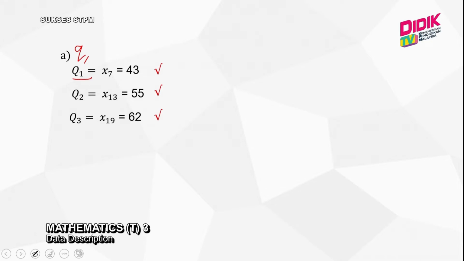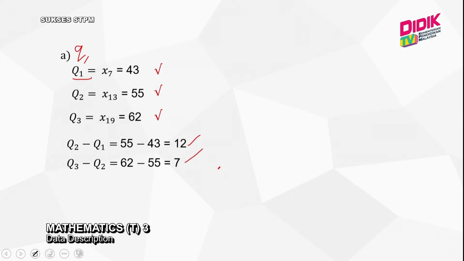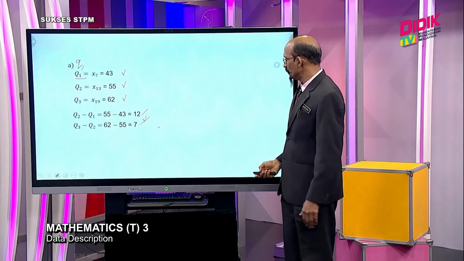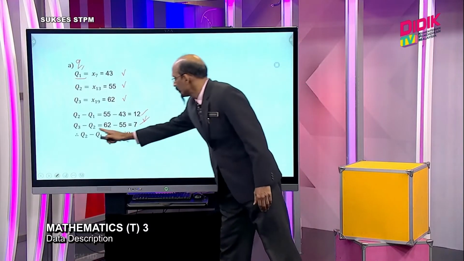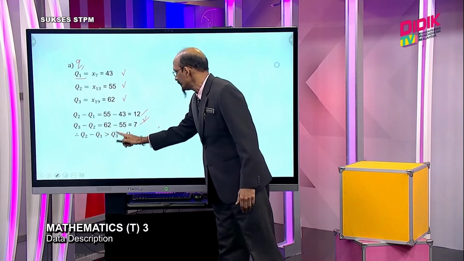The next task asks you to comment on the distribution. Since we are finding these quartiles, we need to find the difference between the quartiles first. That means Q2 minus Q1, and Q3 minus Q2. You show your working and you get 12 and 7 here. Then you have to do comparison. That means you compare that Q2 minus Q1 is greater than Q3 minus Q2.